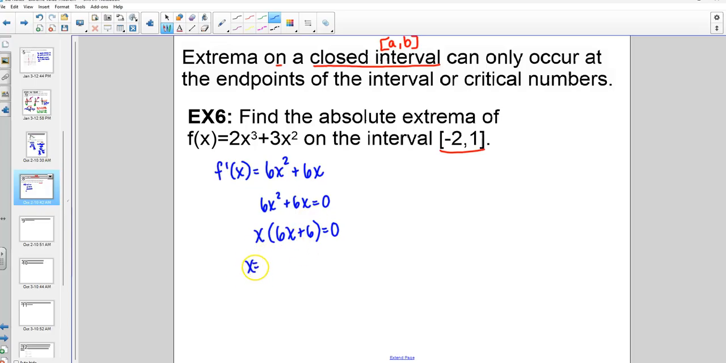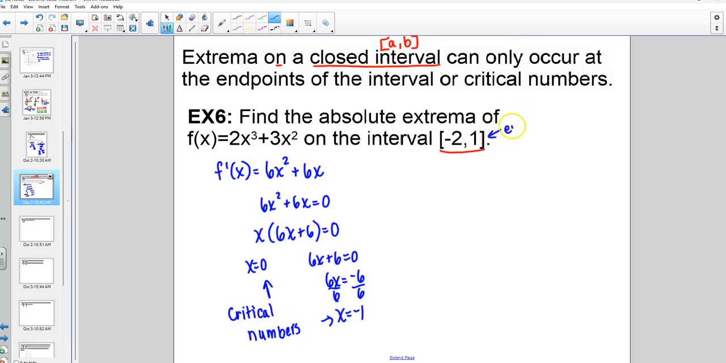So we'll get x equals 0. And then right here we'll say 6x plus 6 equals 0. So that's 6x equals negative 6. And then we'll divide by 6 to get x equals negative 1. You don't have to label them, but I'm going to right here. These are my critical numbers. And of course, we already had up here, these are my endpoints.